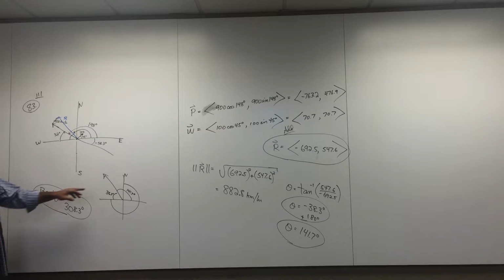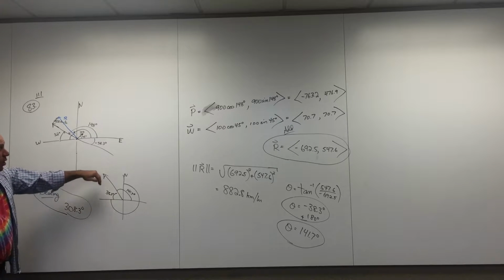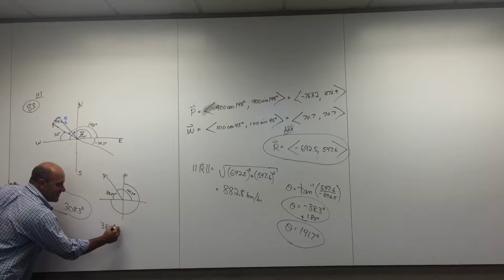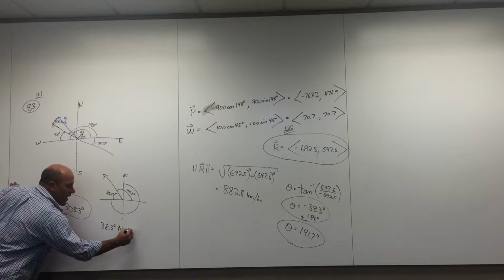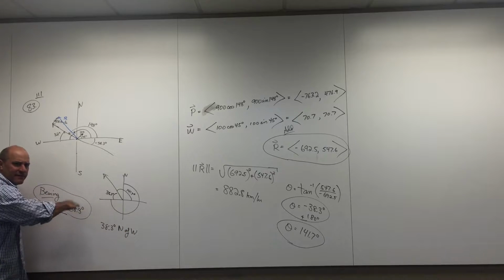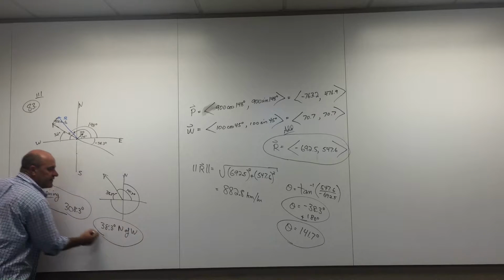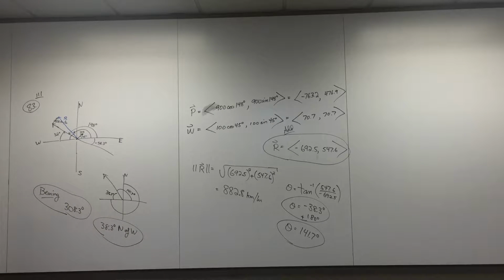I could say it's 38.3 degrees north of west. That's another way to talk. 38.3 degrees north of west. It's kind of another way to speak in bearing language. That was a fun problem, though. I like it.